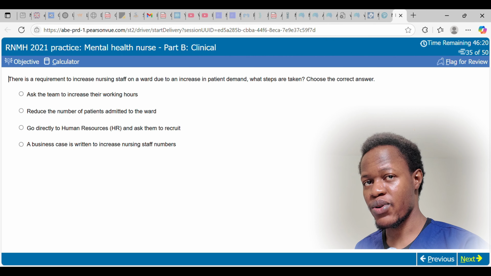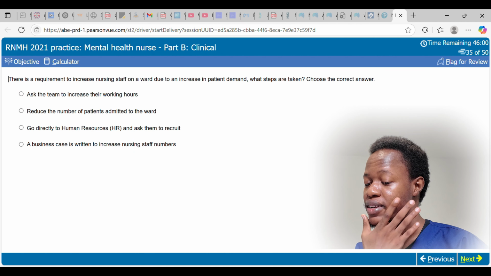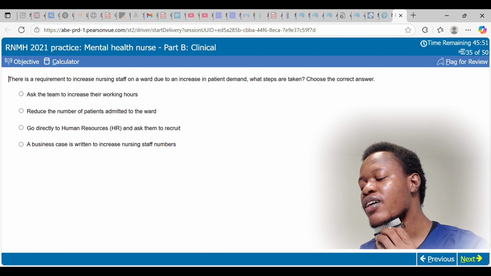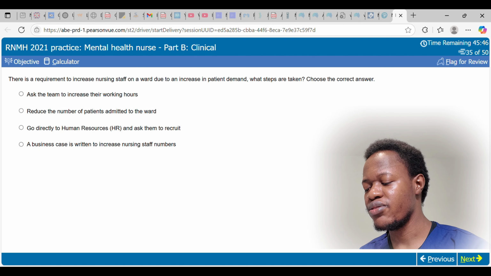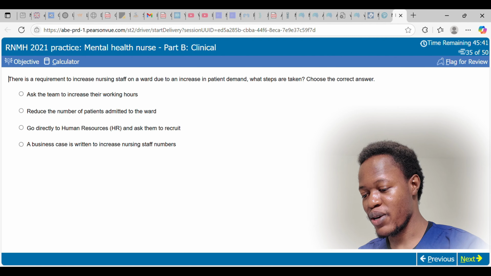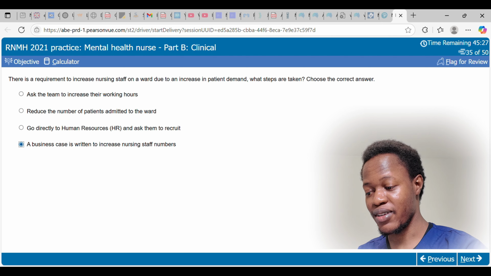Next question says, there is a requirement to increase nursing staff on a ward due to an increase in patient demand. What steps are taken? Choose the correct answer. A, ask them to increase their working hours. Obviously not. B says reduce the number of... No. C says go directly to human resources and ask them to recruit. No. D says a business case is written to increase nursing staff numbers. I think D, yeah, D still sounds more reasonable.